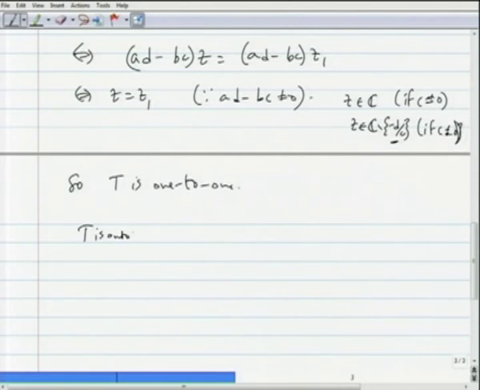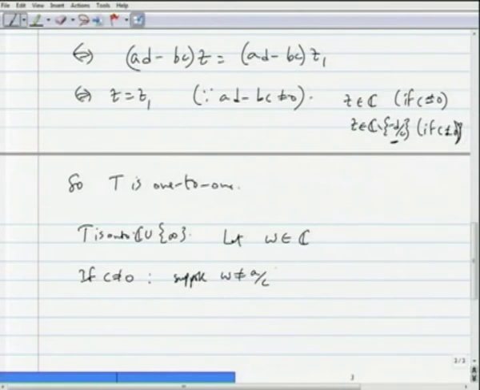Why is T onto C union infinity, that is what I mean. Okay. So, we will do this in two cases. Let W belong to C union infinity, or let me take W belonging to the finite complex plane. Okay. If C is not equal to 0, in the first case, if C is not equal to 0 and suppose W is not equal to A by C.